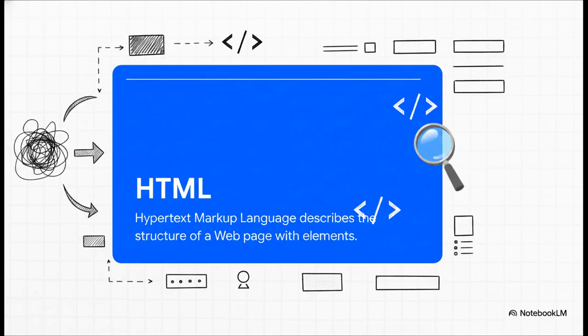HTML stands for Hypertext Markup Language. Notice I didn't say programming language. It doesn't handle complex logic or math. It is strictly a markup language. Its primary job is simply to describe the structure of a web page using specific elements and attributes. It's basically telling your browser, hey, this thing here is a heading, or this chunk of text is a paragraph.